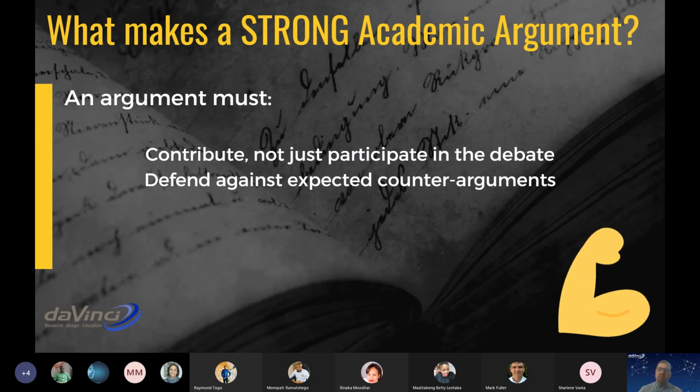It summarizes what is already there without really making any additional contributions, not presenting new views on the topic, not presenting alternative stances, but just simply representing what is there. So an argument must contribute and not just participate in the existing debate on a particular phenomenon or topic. And the last point before we move on: it should be able to defend against counter arguments.